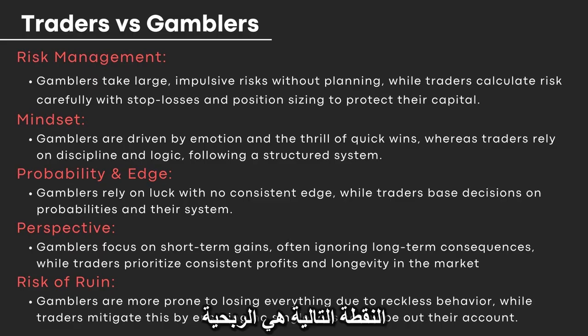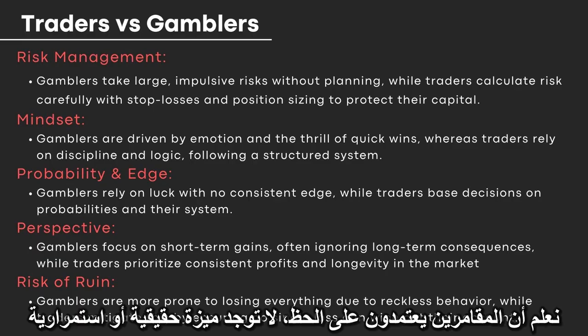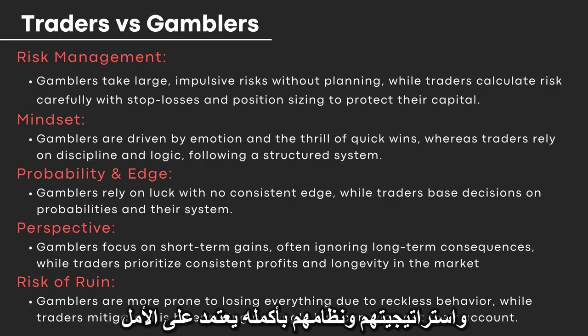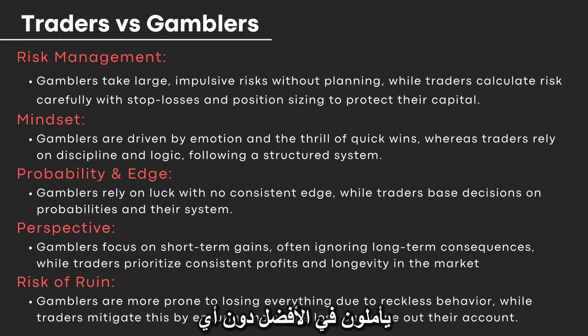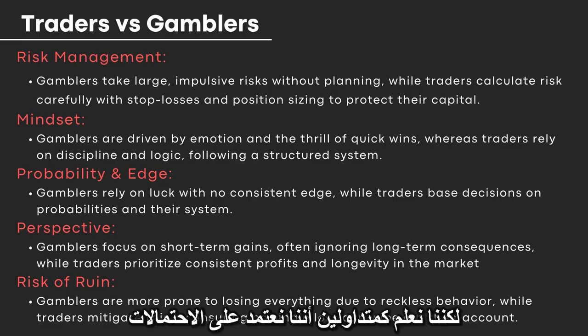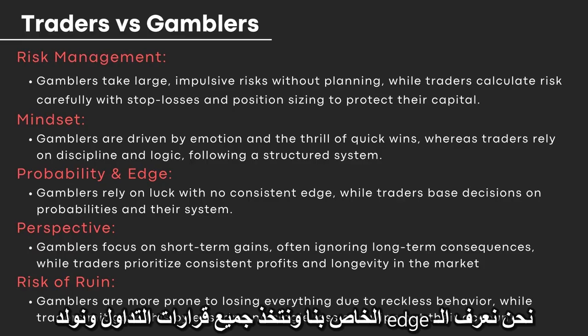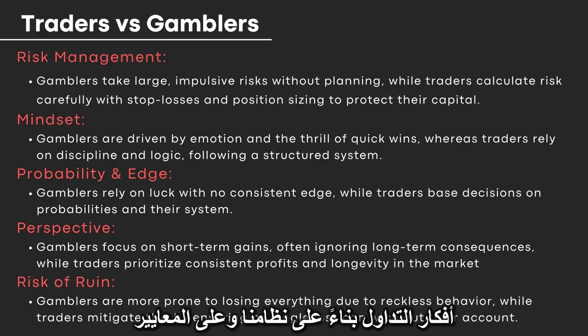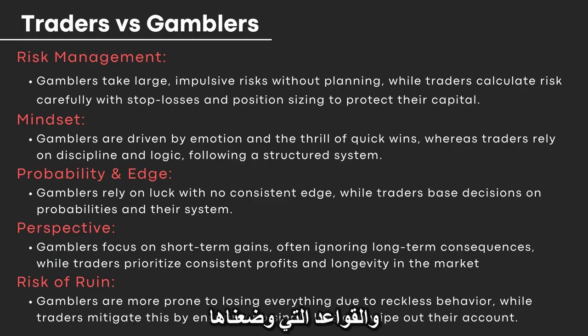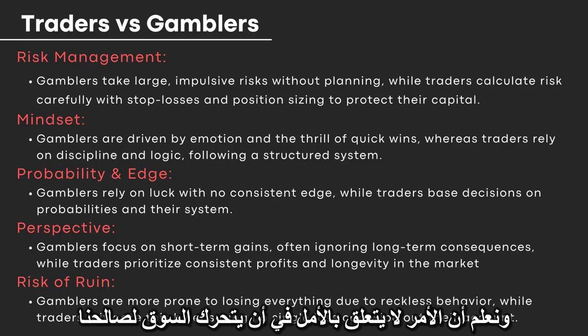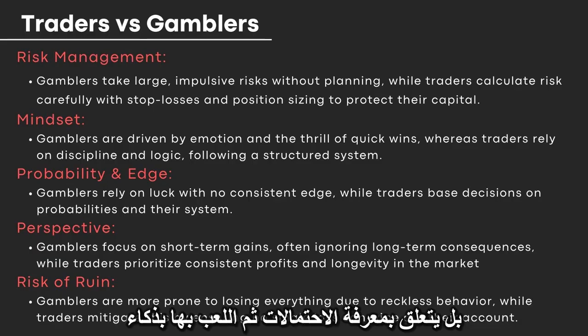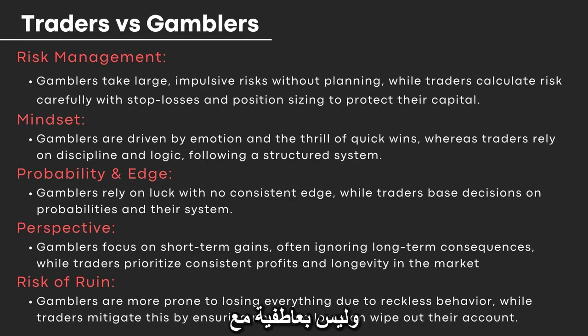Now the next point is profitability and edge. Gamblers are relying on luck. There's no real edge or consistency there, and their whole strategy and system is based around hope. They're hoping for the best without any guarantees. But as traders, we're all about probabilities. We know our edge, and we make all of our trading decisions and generate trading ideas based on our system and on the parameters, criteria, and rules that we've set. It's not about hoping that the market moves in our favor, but about knowing the odds and playing them smartly and not emotionally with our sentiments.